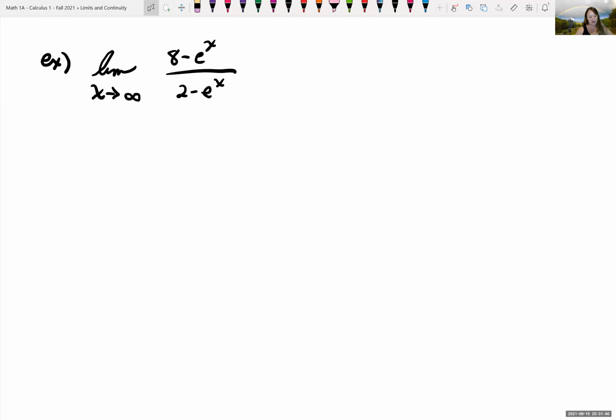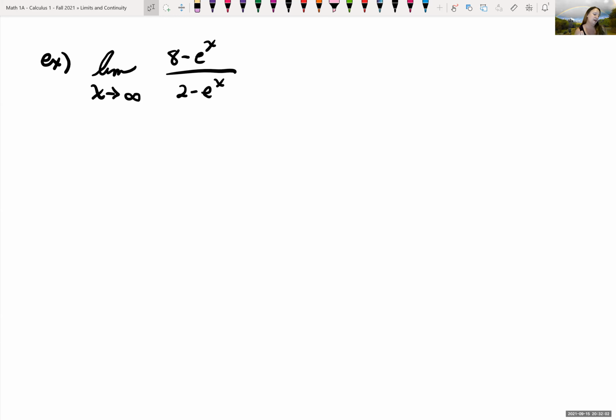Okay, so we had a question on this problem and were asked if we could go over it, which I wanted to do anyways, so I'm glad they asked. So the limit as x is approaching infinity of the rational function where we had 8 minus e to the x in our numerator all over 2 minus e to the x.